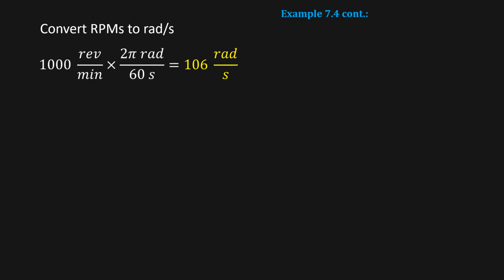So first thing to do is let's convert our RPMs to rads per second. We do that here, which I've showed you in earlier slides. You can go back and take a look at that. And then we get 106 rads per second. So this is our omega right here.